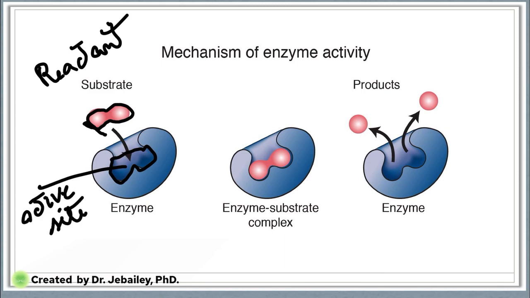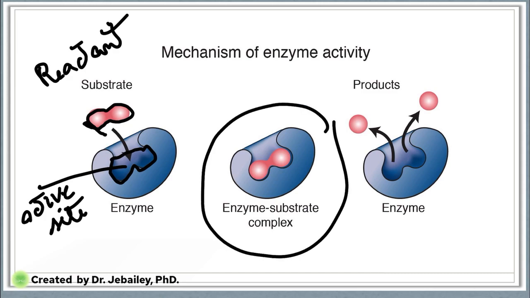So the substrate binds to the enzyme at the active site. That's what you write. The substrate binds to the enzyme at the active site, as the substrate has the same shape as the active site of the enzyme. Once the substrate binds to the enzyme, it becomes an enzyme substrate complex. You have to know this word, enzyme substrate complex.